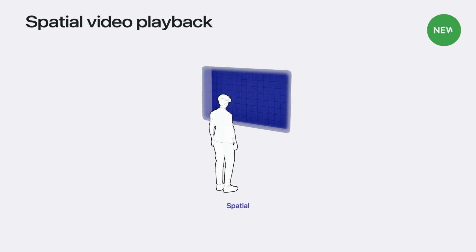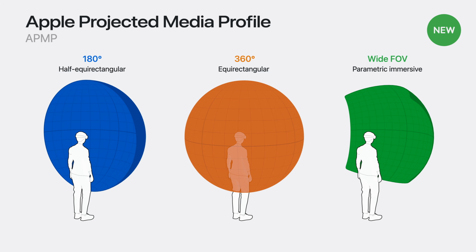Another immersive media update this year is that Video Player Component has been updated to support the playback of a wide range of immersive video formats. It now supports spatial video playback with full spatial styling in both portal and immersive modes. Apple projected media profile videos, such as 180-degree, 360-degree, and wide field of view videos are also supported. People can configure comfort settings for Apple projected media profile videos, and RealityKit will automatically adjust playback to accommodate.